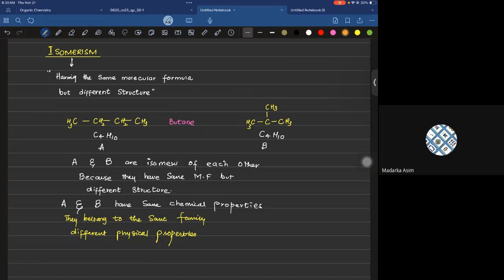So basically it depends upon the intermolecular force. That's why the physical properties are different, I would be telling you.